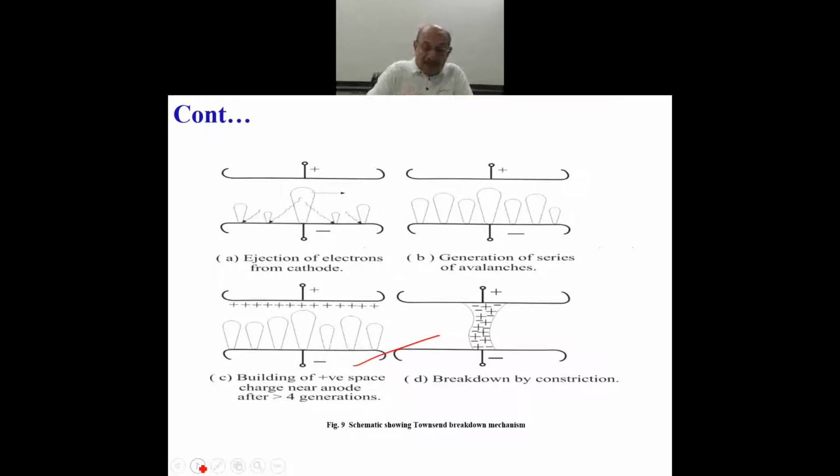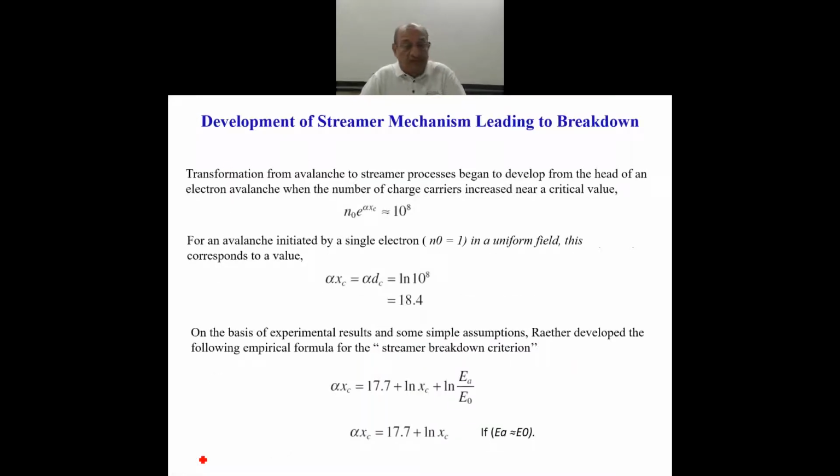This is just a schematic diagram which Townsend had given, which I have also drawn further. Now what happened is that Townsend performed his experiment, as I said, not greater than 4 centimeters in a uniform field. And that is how the mechanism described by Townsend is valid only for small gap distances in a uniform field.